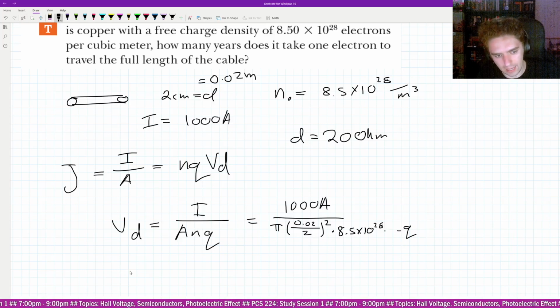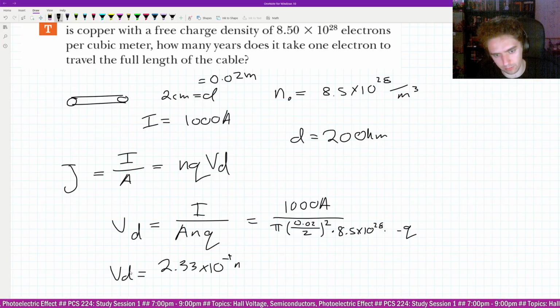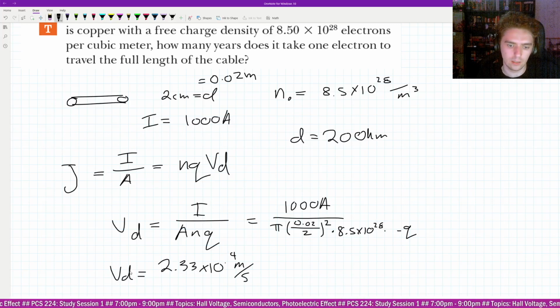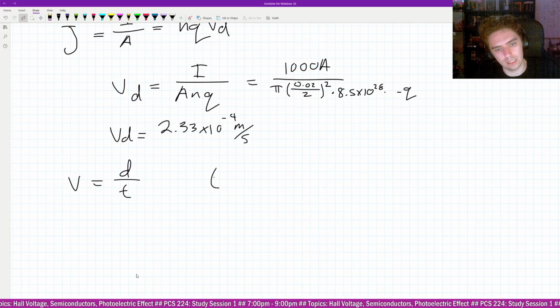And so I get that v_d equals just the magnitude. We don't need the direction. So 2.33 times 10 to the negative 4 meters per second. And so if v equals d over t, then t equals d over v.